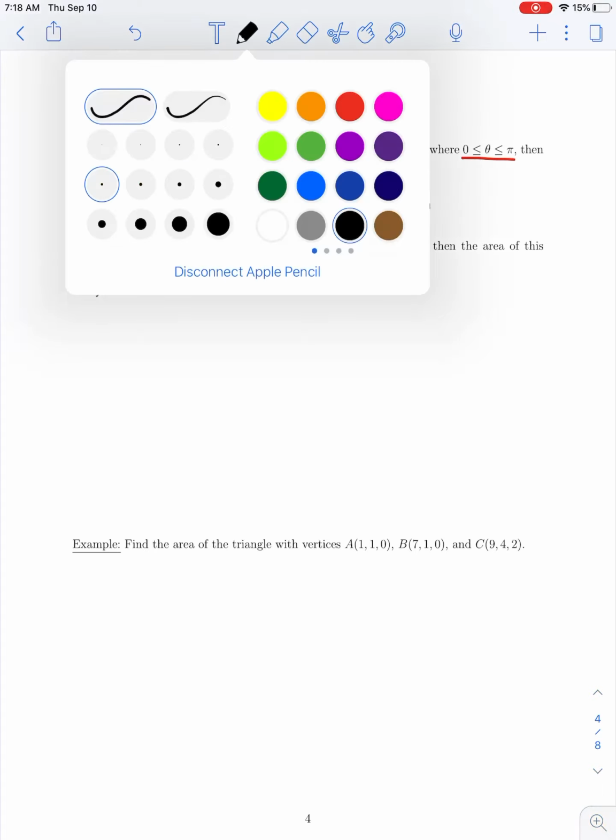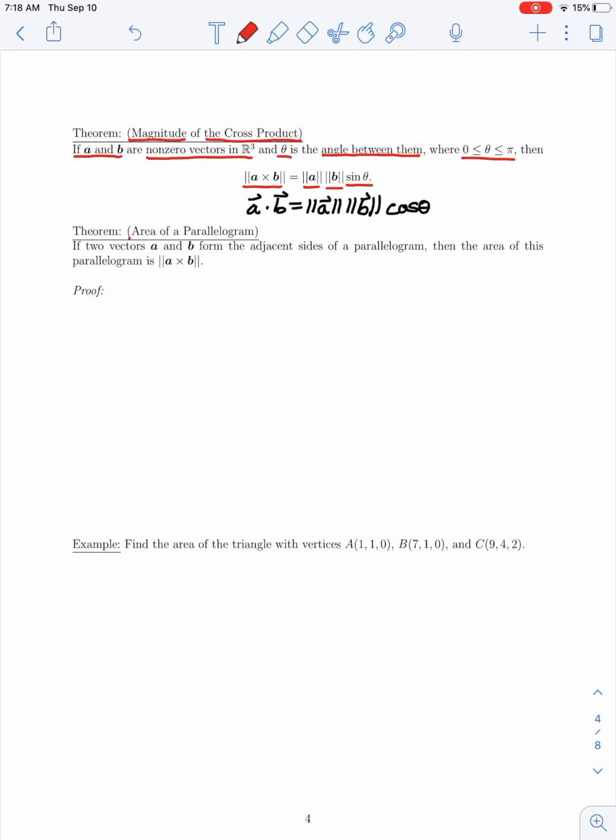Now, making use of this, we can arrive at another result, which is an application of the cross product of two vectors in determining the area of a parallelogram. So let's consider the following. Let's say if we have two vectors A and B, which form the adjacent sides of a parallelogram, then the area of that parallelogram, I claim, is given by the magnitude of the cross product of A and B. So for this result, it doesn't have a very difficult proof, so we could look at the details of this.